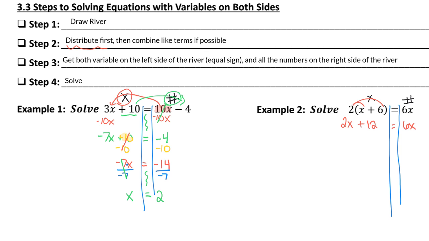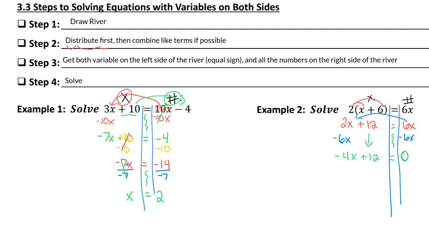Now I want to move this 6x over to the other side. So I'm going to subtract 6x on both sides. Okay. 2 minus 6 is negative 4x. Bring your 12 down. Bring my equal sign down. On this right side, what's left over here? 6x minus 6x gives us a 0. And that's okay because I'm not done.